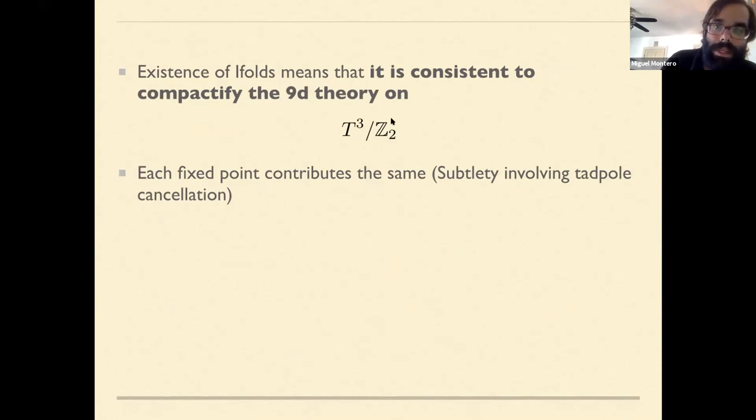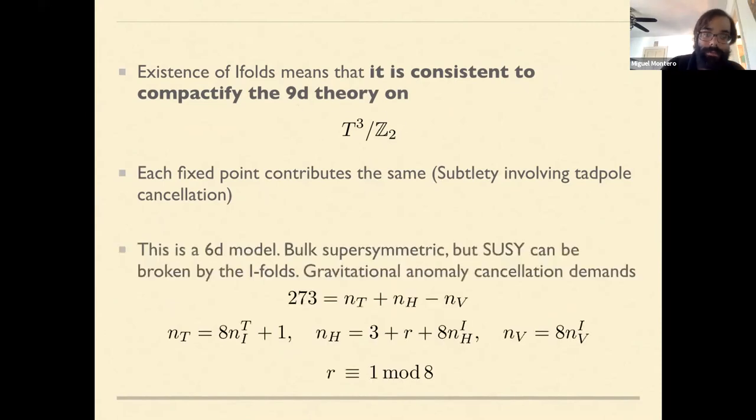The point is that if you take the 9D theory and compactify on this background, you get a 6D theory. And this 6D theory is, at the supergravity level, supersymmetric because compactification here preserves eight supercharges. So this looks like a 6D (1,0) model in the supergravity sector. It might be that the I-folds are non-supersymmetric. There was no part of the argument that told you that these objects had to be supersymmetric. So the whole compactification might actually be broken by the I-folds. The supersymmetry might be broken by the I-folds.